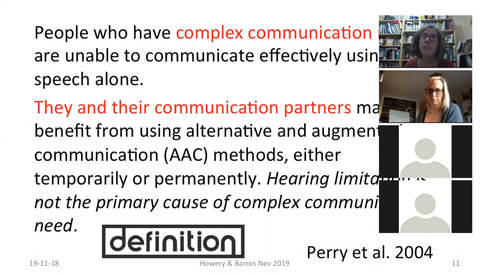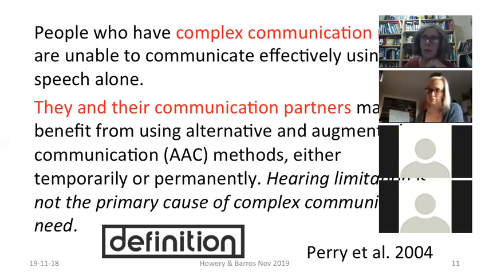They're unable to communicate effectively using speech alone. So these kids, youth and adults may have some speech, but it's not going to be enough to let them get through their daily lives and be functional. They and their communication partners, and this is going to be hit on over and over, this is not something that is just the issue with the child. The communication partners have to be in sync and have a huge role in supporting kids with complex communication needs.